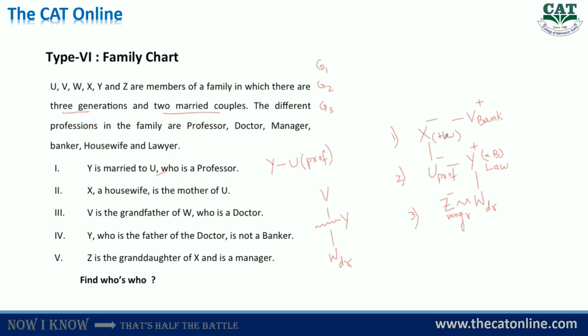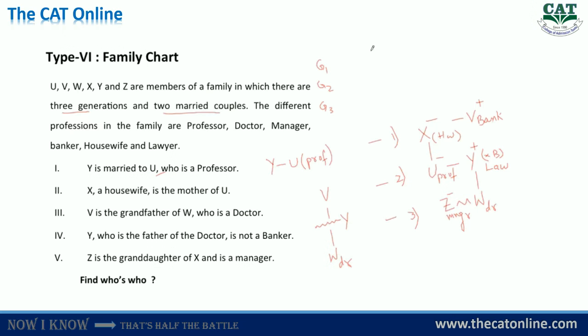So this will be a family tree wherein X and V are grandparents, U and Y are parents, Z and W are children. And these would be the respective professions. So this is how you will solve this question. Always make a family tree.